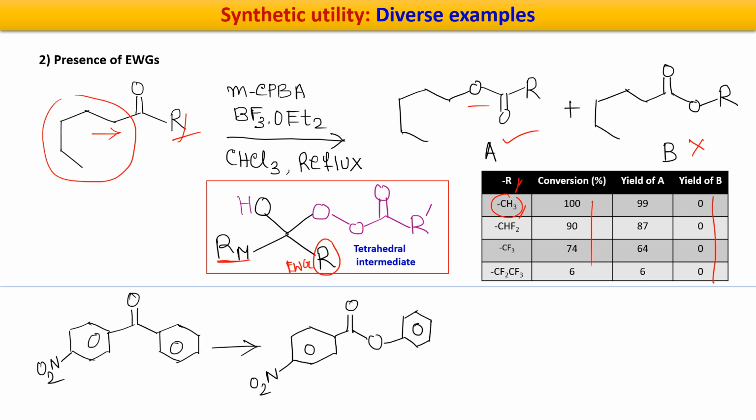Next example, now here on one side we have a benzene ring with an aryl group at the 4th position, and on the other side we have simply a phenyl ring. So obviously the group which is more donating will be migrating. So this is our migrating group, and that is the reason oxygen will be inserted between the CC bond, right?